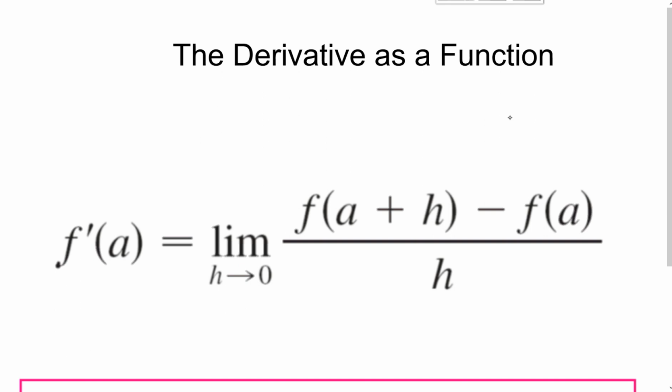Section 2 of chapter 2. So we're talking about the derivative as a function. That means graphing the derivatives. So we can find the derivatives, right? F prime of a is the derivative.